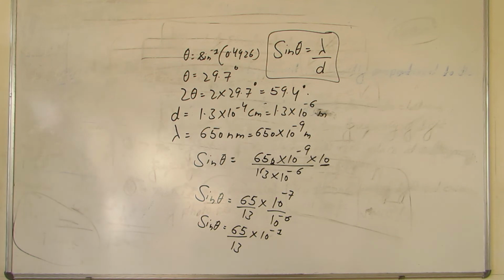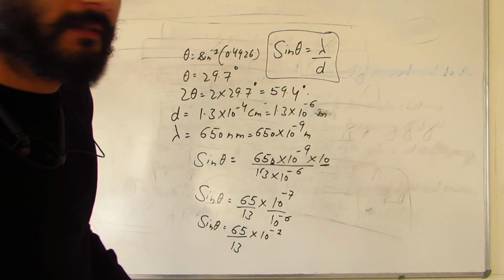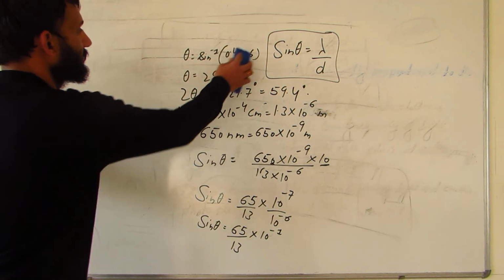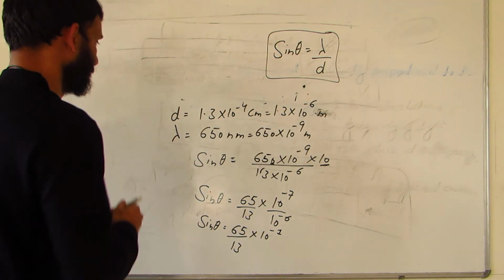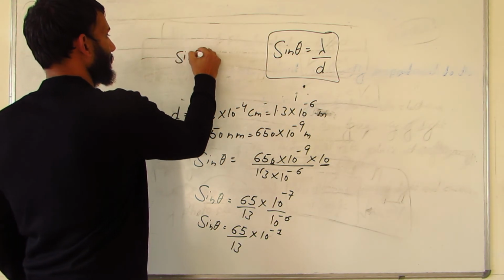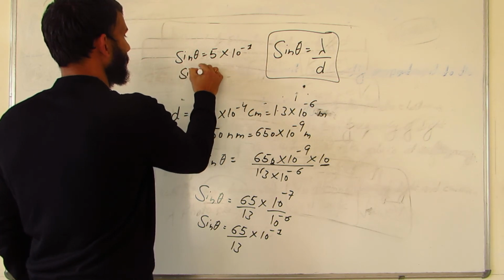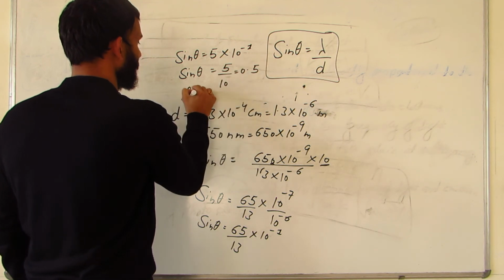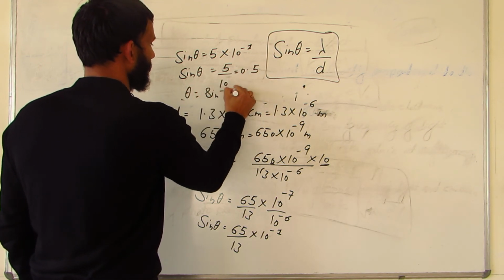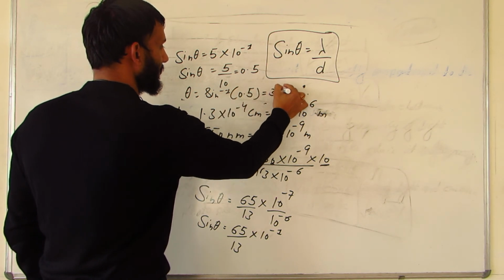You could solve this. So sin theta equals 5 into 10 to the power minus 1. Some of you can write this as 0.5. So theta would be sine inverse 0.5. If you solve this using a calculator, you will get it as 30 degree.